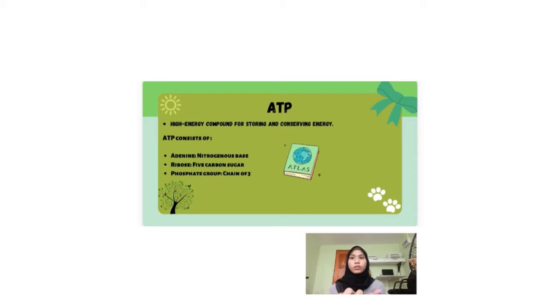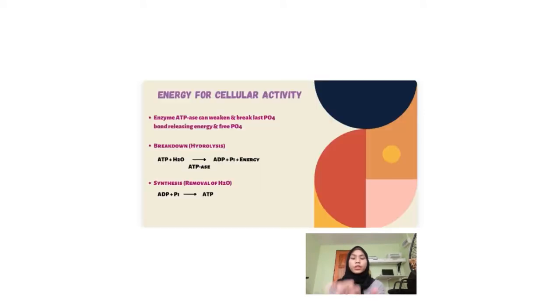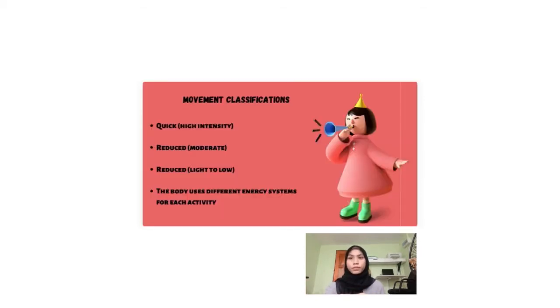So this is the process of breakdown. It is a breakdown or hydrolysis. ATP plus H2O becomes ADP plus Pi plus energy. The process is done by ATPase. And the second one is synthesis or removal of H2O. It is ADP plus Pi to ATP. This process is to make or build something.